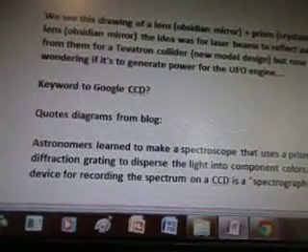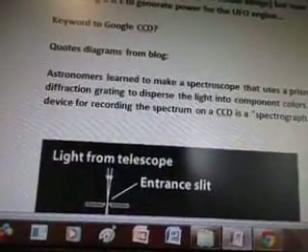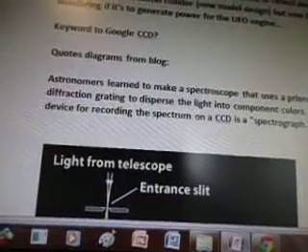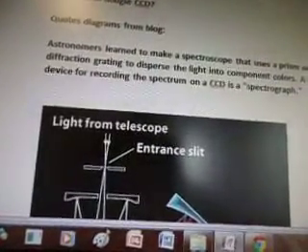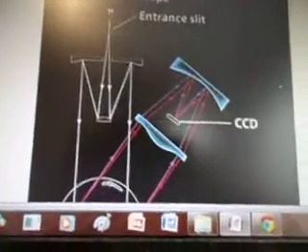So I'm going to keyword to Google CCD, quotes and diagrams from the blog. Astronomers learn to make a spectroscope that uses a prism or diffraction grating to disperse the light into component colors. A device for recording the spectrum on a CCD is a spectrograph. The light from the telescope, there.